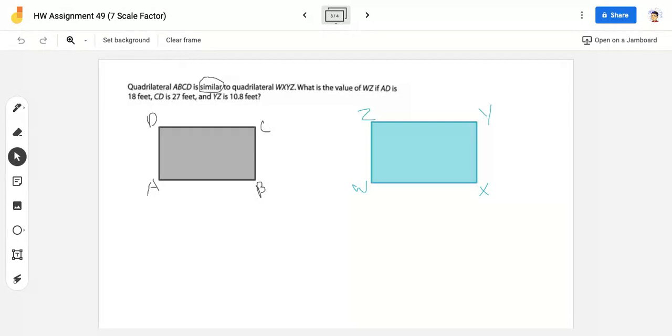We have an X here, and I don't want to confuse us at all, so I'm going to use a different variable. Why not J? All right, we'll call it J. So we're looking for J. What is the value of WZ?